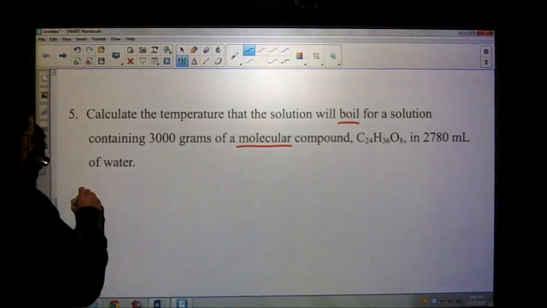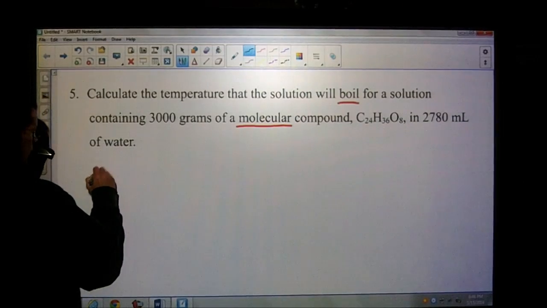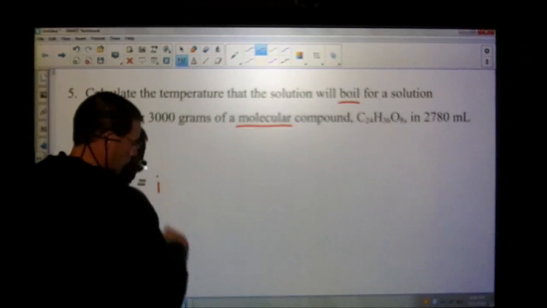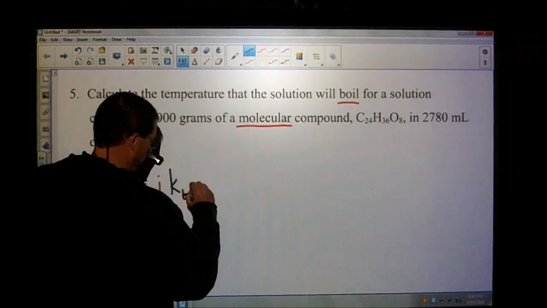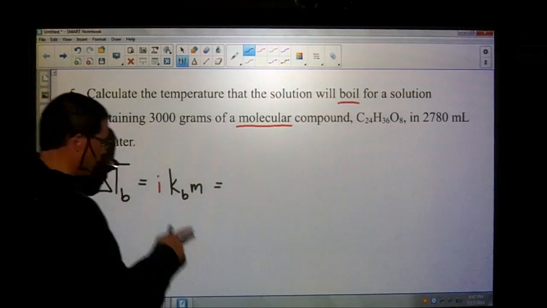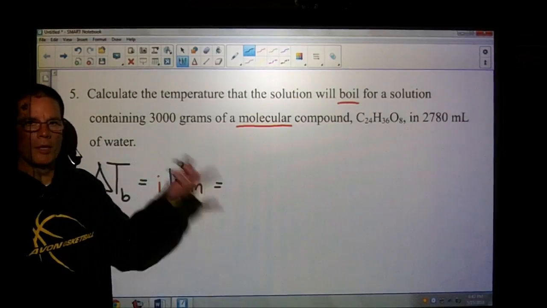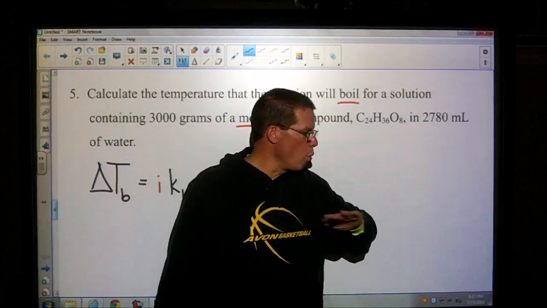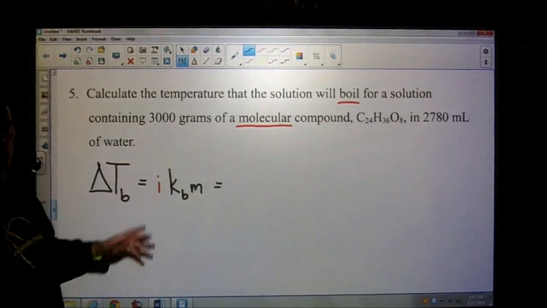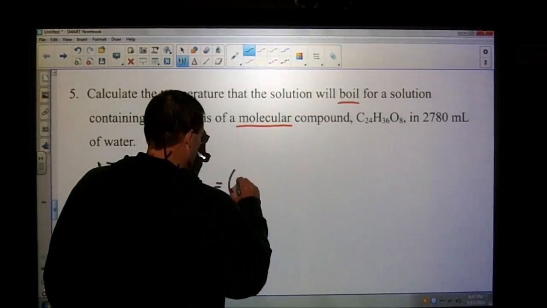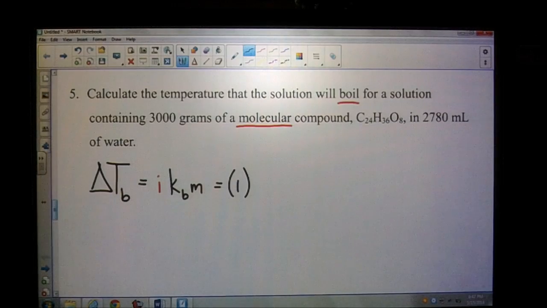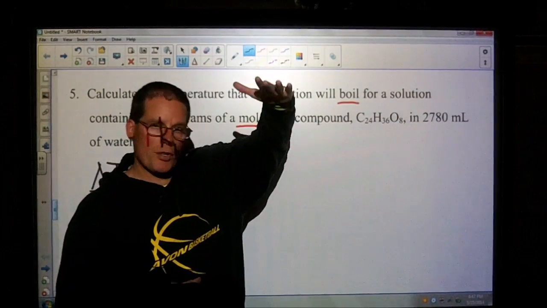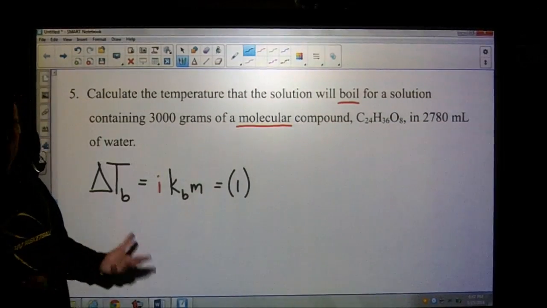So your equation, actually let's scoot that up a little, is delta T sub B. Your Van't Hoff factor is an easy one on this one: K sub B, molality. Your Van't Hoff factor for this problem, since it says it's molecular, is 1. Just because there's a lot of atoms in there, this molecular compound will not dissociate. It is a molecular compound. It is not an ionic compound. So your value is 1 for that. It is a big molecule, but this big molecule will not influence the deviation from the boiling point or freezing point as much as an ionic compound.